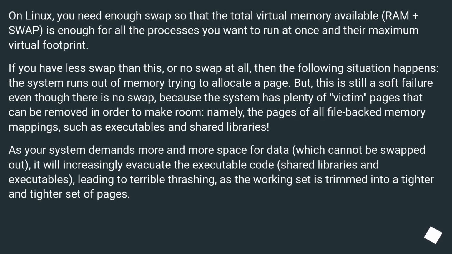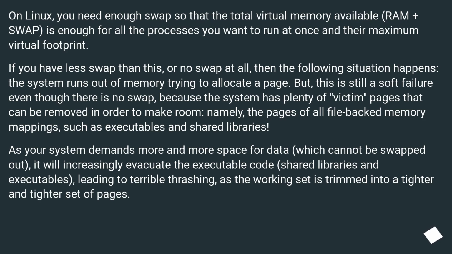On Linux, you need enough swap so that the total virtual memory available, RAM plus swap, is enough for all the processes you want to run at once and their maximum virtual footprint. If you have less swap than this, or no swap at all, then the following situation happens: the system runs out of memory trying to allocate a page. But this is still a soft failure even though there is no swap, because the system has plenty of victim pages that can be removed to make room, namely the pages of all file-backed memory mappings, such as executables and shared libraries.